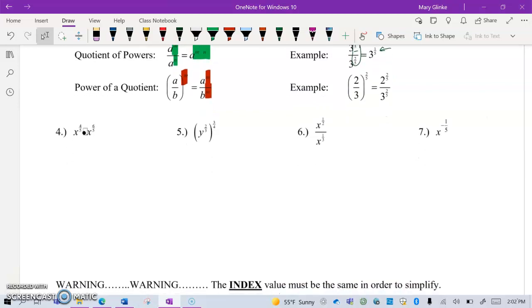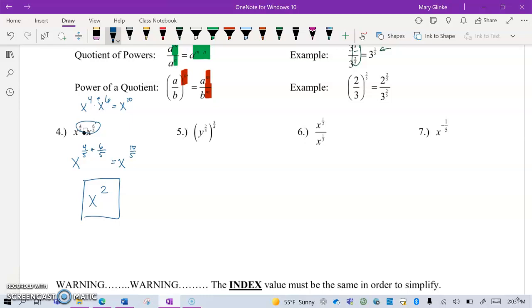So for number 4, we have x to the 4/5 and x to the 6/5. What we're going to do is say, if this was x to the 4th and x to the 6th, you no doubt would just say x to the 10th right away. So you're adding your exponents. We're going to do the same thing. We're just going to do 4/5 plus 6/5. So this is going to become x to the 10/5. And that is going to then simplify to x to the 2nd power.